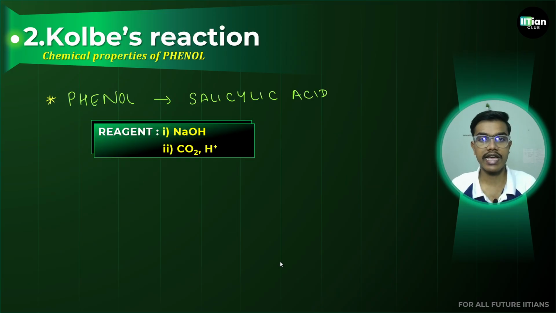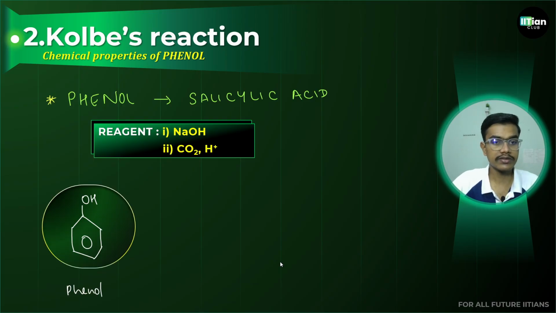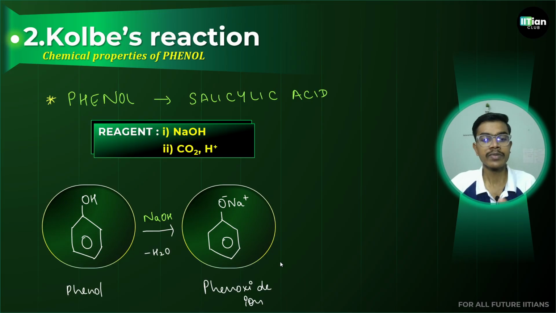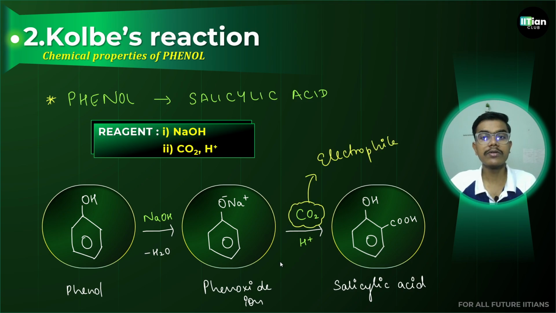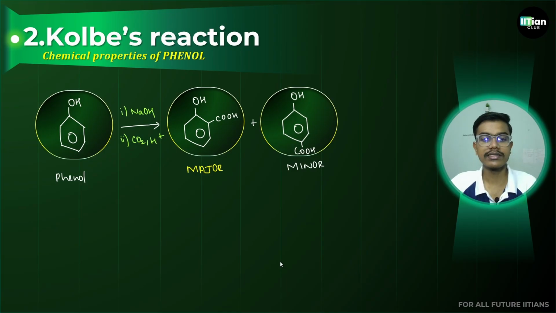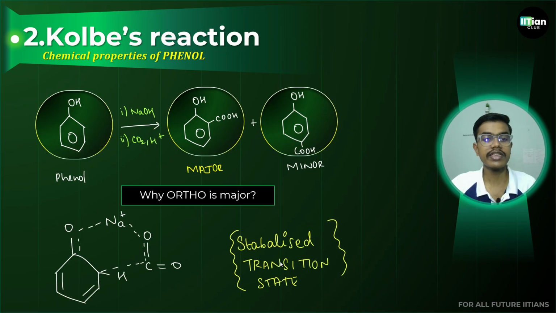Next, you have Kolbe reaction, which is basically a chemical property of phenol. Phenol is turning to salicylic acid with the reagents NaOH, CO2 and H+. You can see that first phenol, when you are reacting with NaOH, you will be getting phenoxide ion. Then when you are reacting with CO2 in the presence of acid, you will be getting salicylic acid. Note this: CO2 is the electrophile over here. You'll be getting two products in this, one is ortho and the other is para. And you can see that the ortho product is major. This is because of the stabilized transition state, because you can see a 6-membered transition state being formed. Because of this, the ortho is more stable.